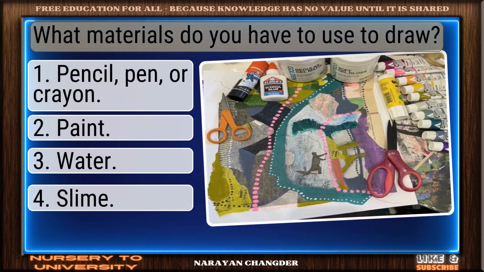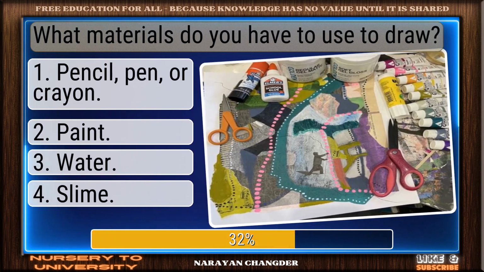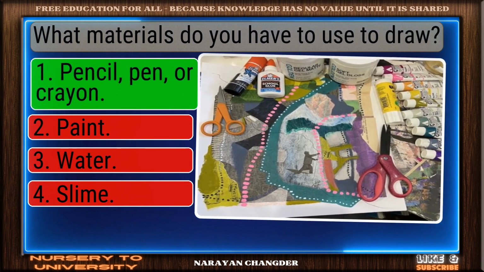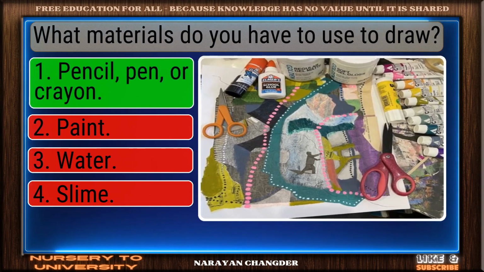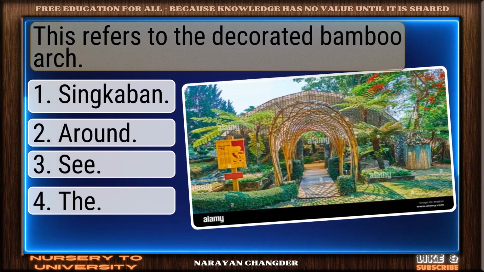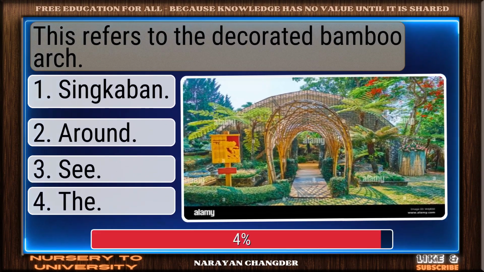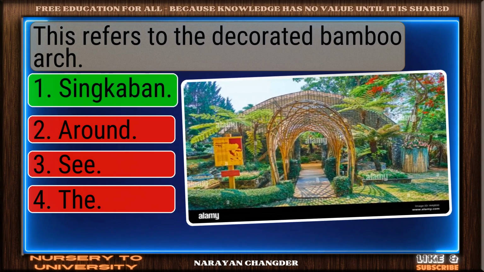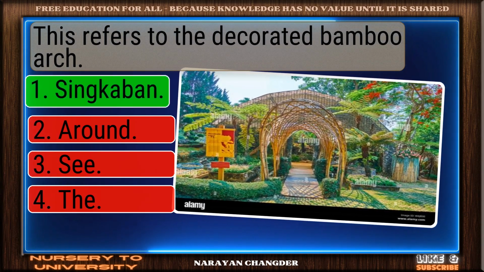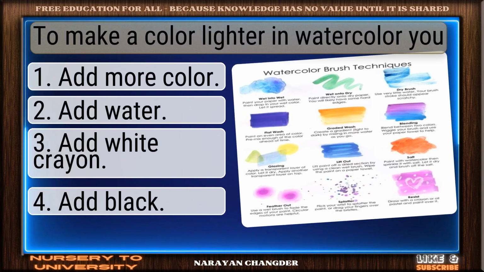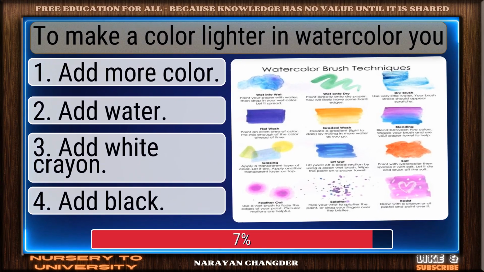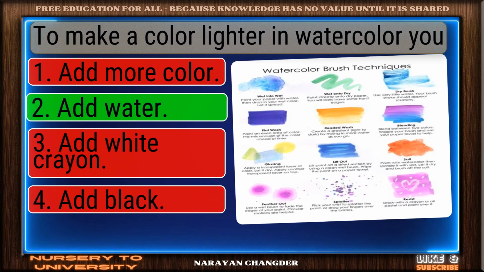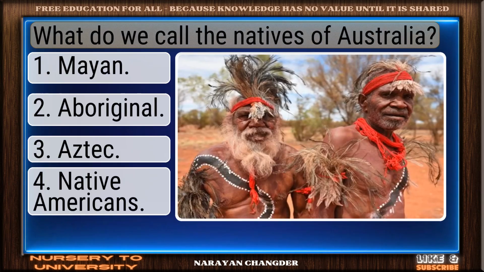What materials do you have to use to draw? Clear logic. Your choice, pencil, pen, or crayon, is sound and 100% true. This refers to the decorated bamboo arch. Strong choice. Syncoban is the right answer. To make a color lighter in watercolor you. Well picked. Add water is the correct answer.